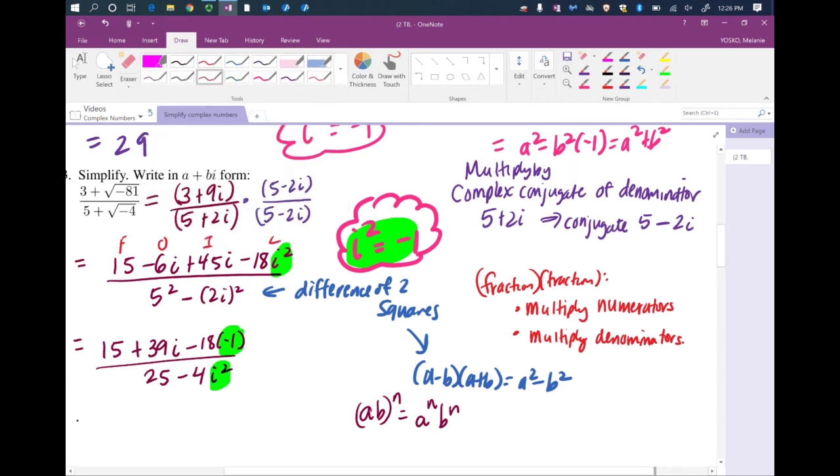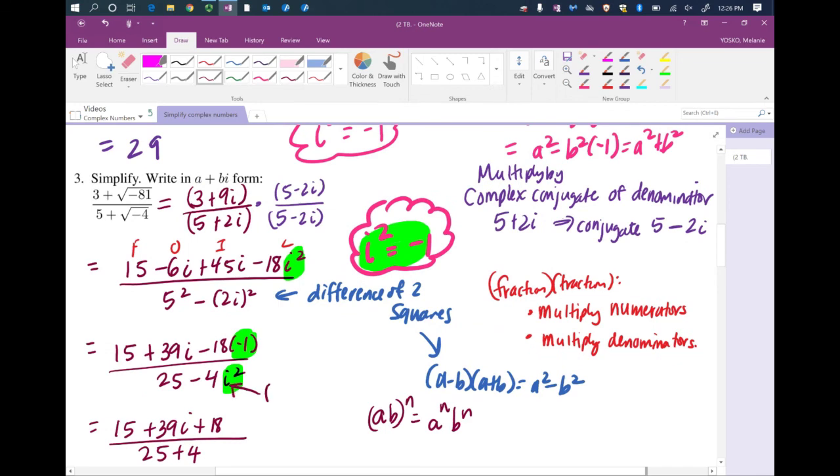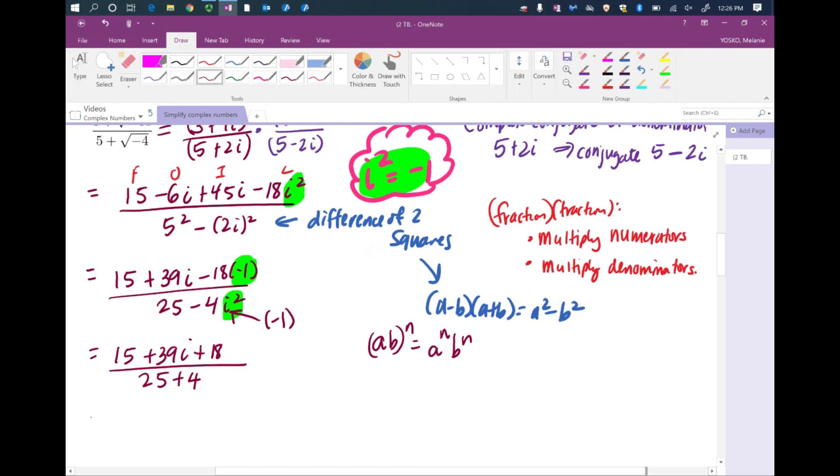Okay, let's keep on cleaning it up. So 15 plus 39i plus 18 over 25 plus 4, because that i squared rather is a negative 1. Okay, then we keep cleaning it up. 15 plus 18, 33 plus 39i over 29.